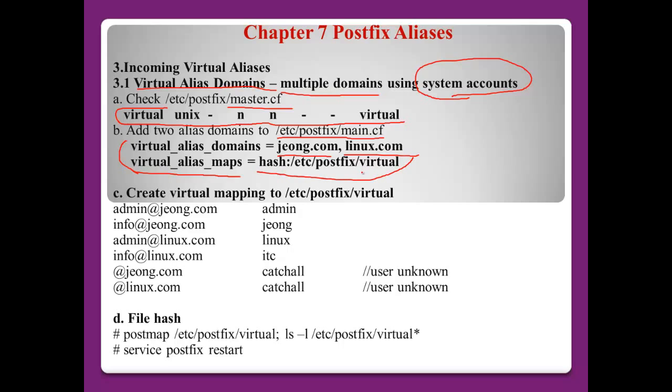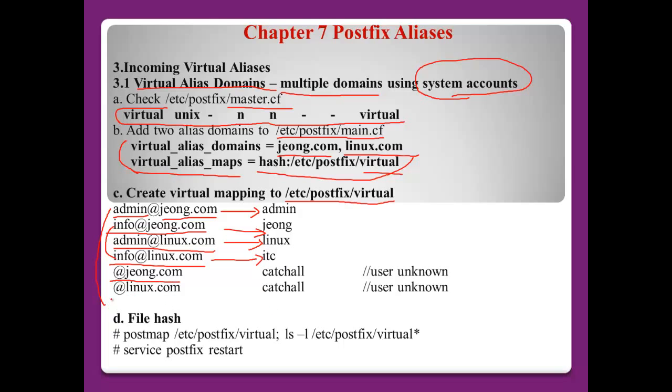Here, we'll create this file, virtual. So in /etc/postfix/virtual, I will configure like this. First one, admin: the username is the same, but the domain is different, john.com and linux.com. So in this case, if someone sends email to admin@john.com, this mail will be forwarded to the system account admin. And if someone sends email to admin@linux.com, this email will be forwarded to linux. And one more example, info. If someone sends email to info@john.com, this one will be forwarded to the system account named john. And for info, this is the same username, but if someone sends email to info@linux.com, then this one will be forwarded to the system account itc.